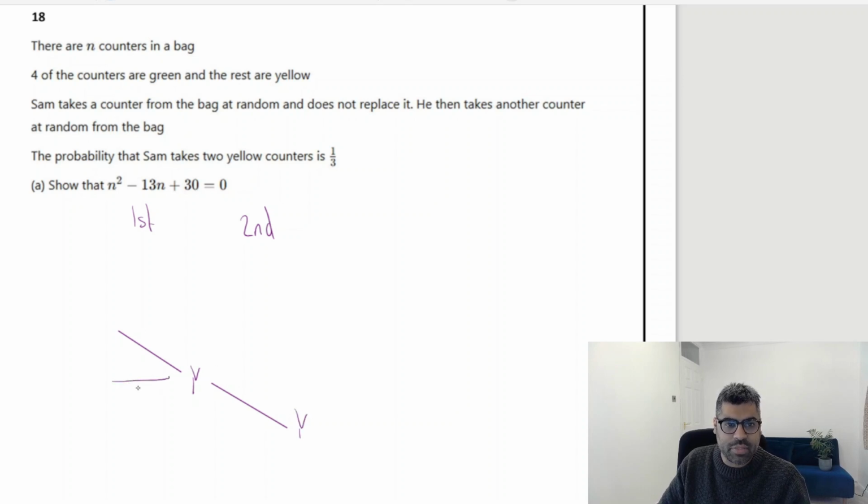So for our first pick, we have n counters in total. If 4 of them are green and the rest are yellow, we must have n minus 4 for our numerator. Then for our second pick, if we've already picked a counter and not replaced it, we're going to have n minus 1 for our denominator. And for our numerator, we had n minus 4, we picked a yellow, we now have n minus 5. So we can write out n minus 4 over n times n minus 5 over n minus 1. That gives us 1/3. Imagine there's brackets around everything as well. It makes it easier when it comes to multiplying out.